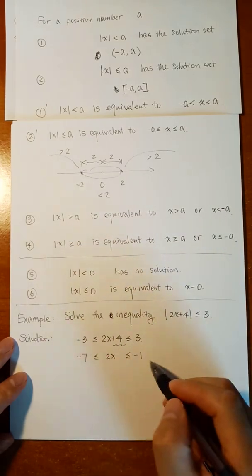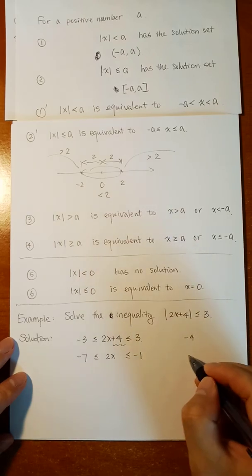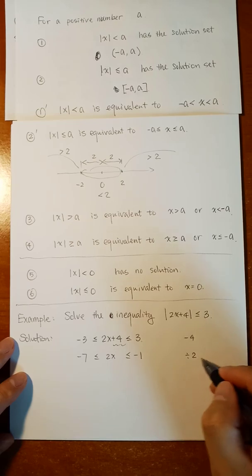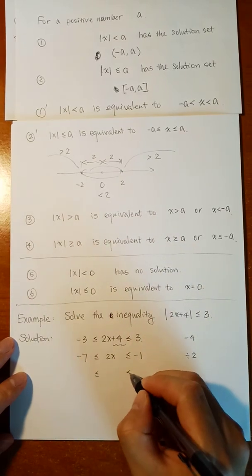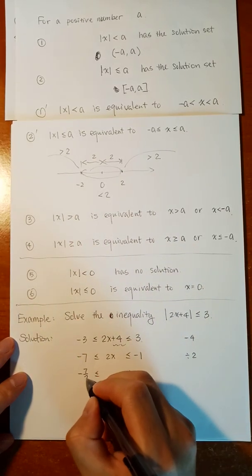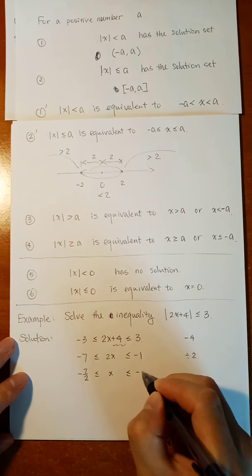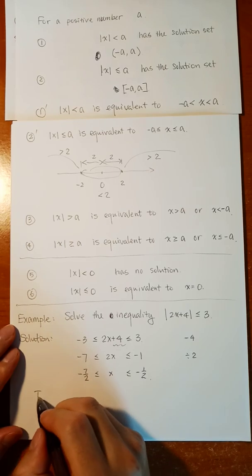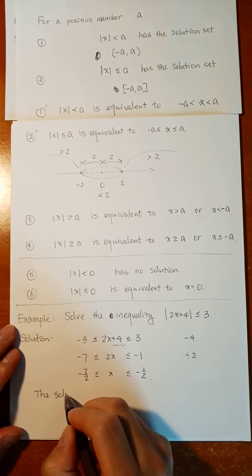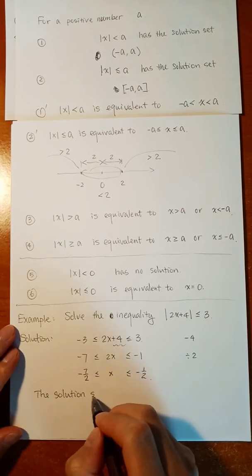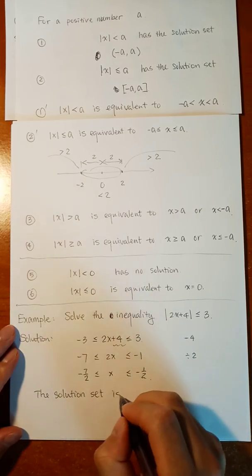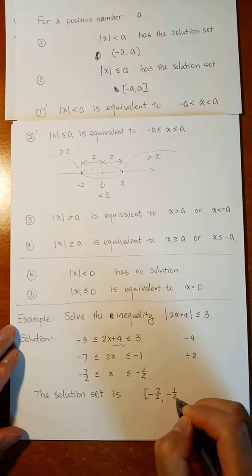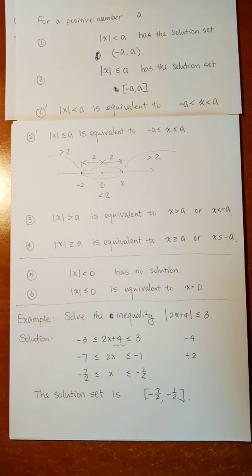And then we divide the inequality by 2, all three parts divided by 2. This is a positive number, so you still have less than. Okay, it's done. The solution set is -7/2 and -1/2. That's it.